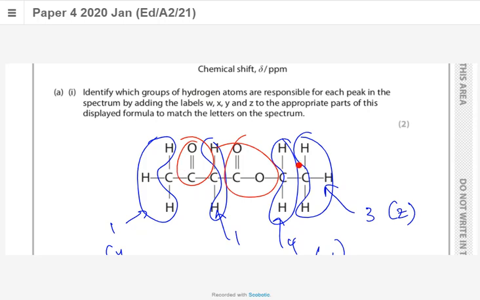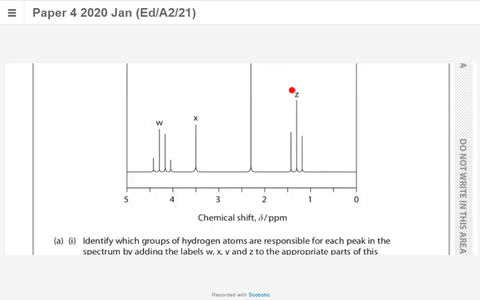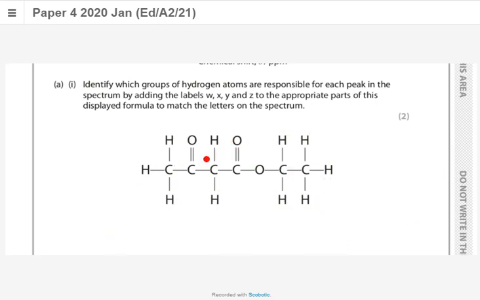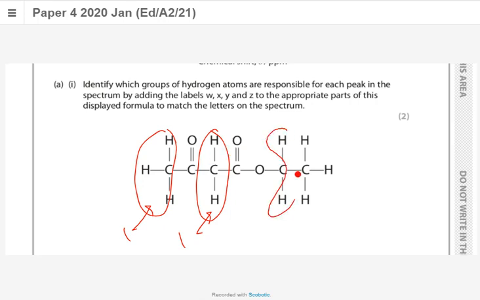So these are the peaks. This will split into a triplet, a quadruplet, and this is a singlet. In this molecule, this is a singlet because there are no hydrogens on the adjacent carbon. This will split into a quadruplet because the adjacent carbon has 3 hydrogens. This is split into a triplet, because the adjacent carbon has 2.